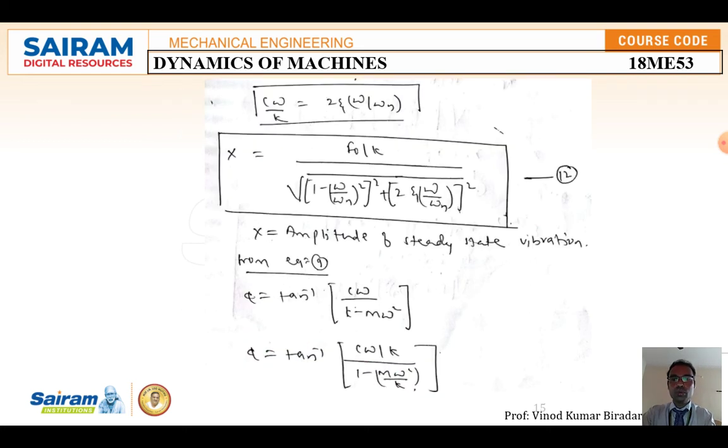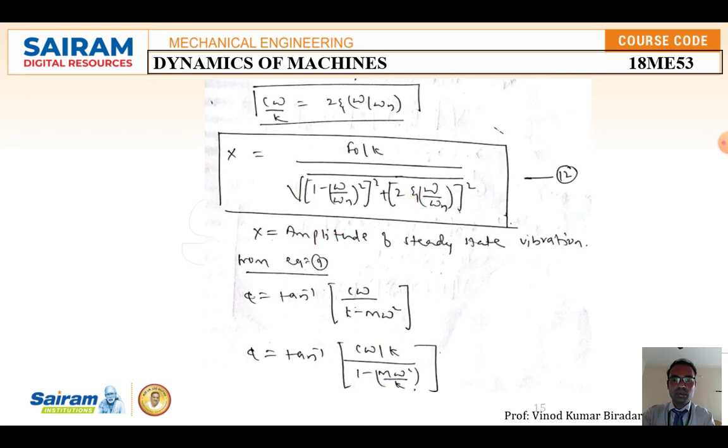Substitute these two values in the previous equation, and you get the final x equal to F naught by k divided by square root of (1 minus (omega by omega n) whole square) whole square plus (2 zeta omega by omega n) whole square. Call this equation number 12, where x is the maximum amplitude of steady state vibration. This equation is very, very important for solving problems. You have to remember this equation by heart.